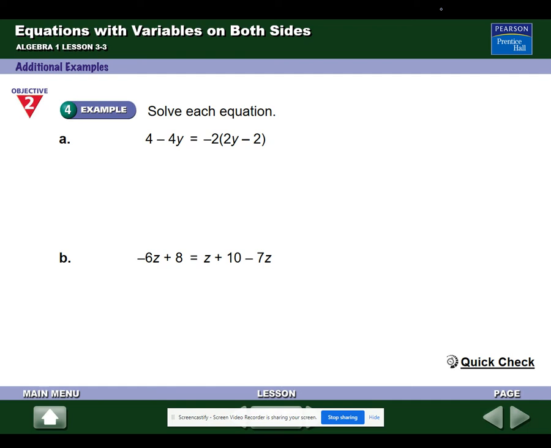Solve. Okay, so here we go. This kind of brings two things together. We've got to distribute, and then we're going to have variables on both sides. So let's go for it.